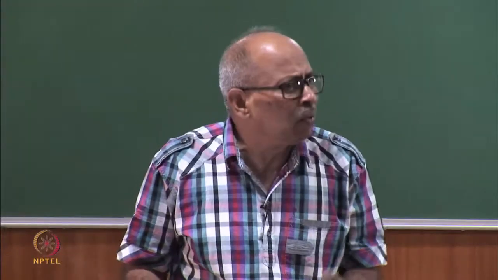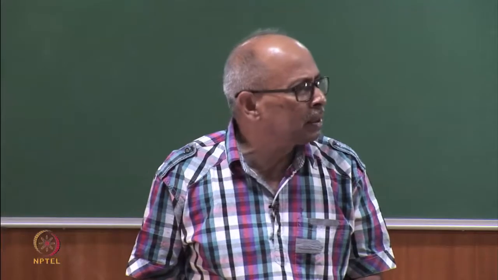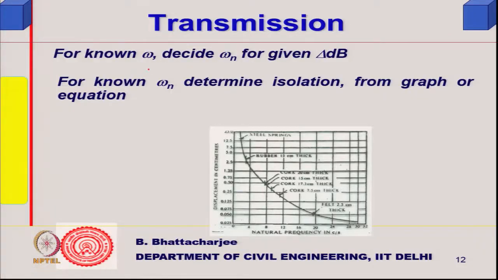This is the simplest of all the structural dynamics or vibration equations, the simplest case we are talking of. So, a simple isolator, because we want to reduce as much noise as possible. So, for known omega, decide omega n for a given dB reduction. For known omega and m, determine isolation from the graph or from the equation.